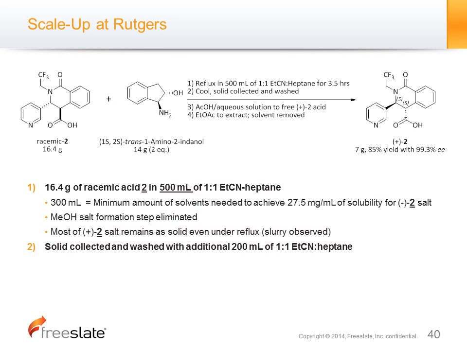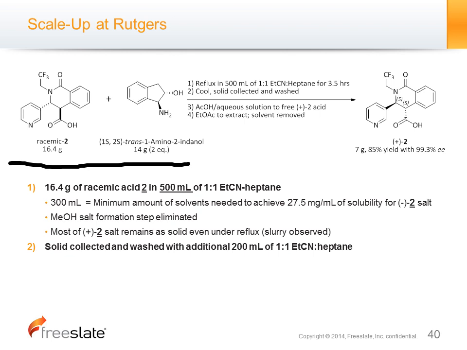So this is a scale-up done at Rutgers University. As you can see here, what they did is 16.4 grams of racemic 2 with two equivalents of this 1S,2S amino alcohol. Typically when you do scale-up at the experimental stage, we want to make sure all the solid forms, so we use methanol for the whole salt formation step. But in this particular case, we're going to do reflux. The methanol salt formation step was eliminated, and we use 500 mL of this solvent mixture.